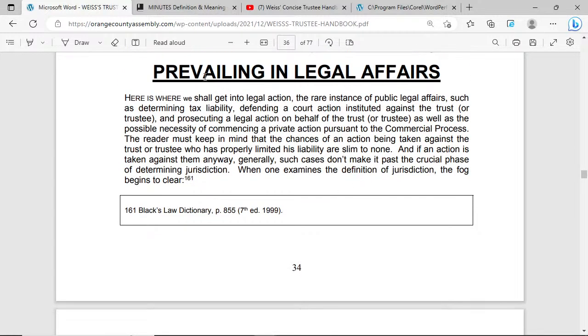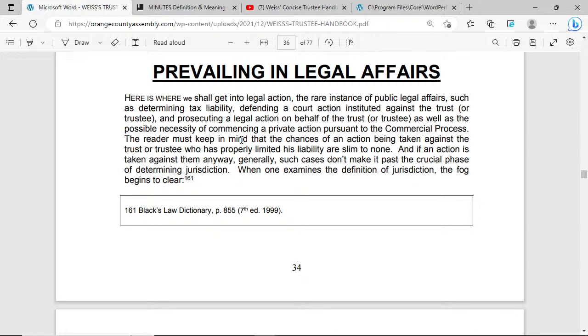Prevailing in legal matters. This is the good stuff. Here is where we shall get into legal action. The rare instance of public legal affairs, such as determining tax liability, defending a court action instituted against the trust or trustee, and prosecuting a legal action on behalf of the trust or trustee, as well as the possible necessity of commencing a private action pursuant to the commercial process.